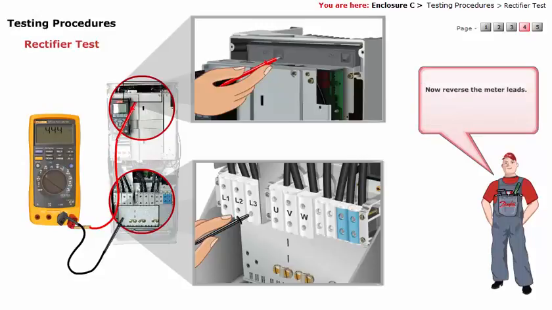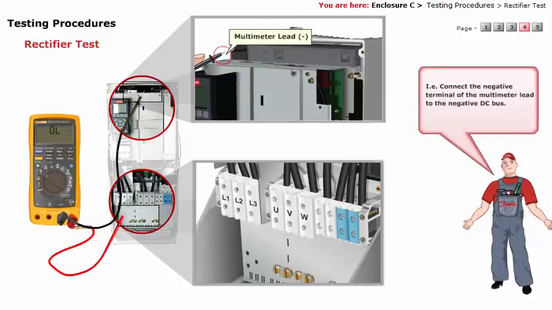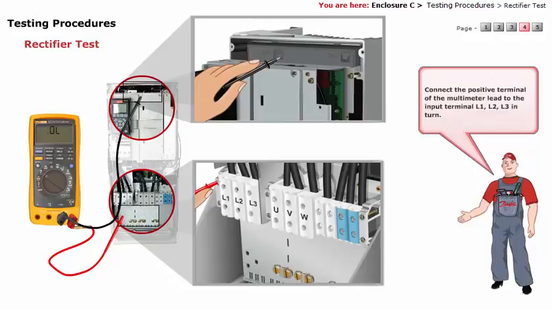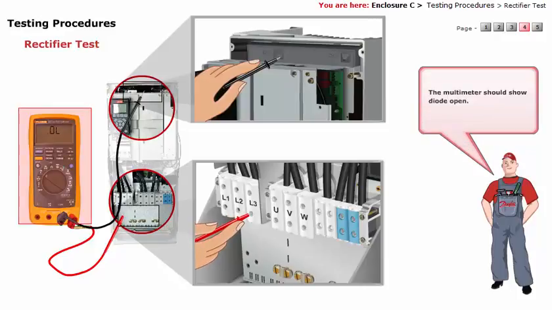Now, reverse the meter leads. That is, connect the negative terminal of the multimeter lead to the negative DC bus. Connect the positive terminal of the multimeter lead to the input terminal, L1, L2, L3. In turn, the multimeter should show diode open.